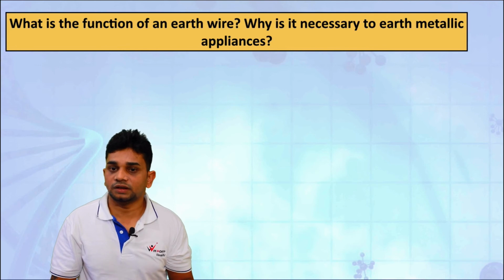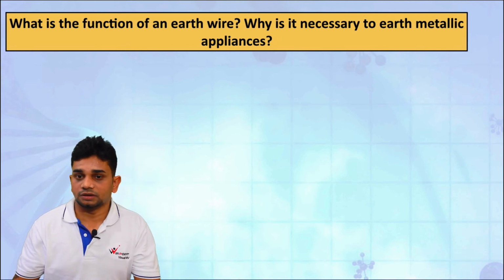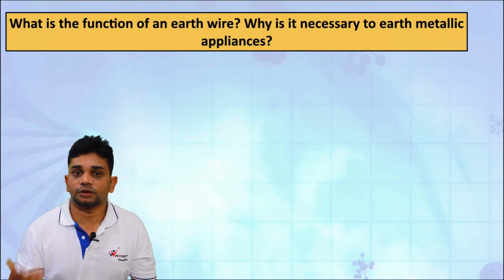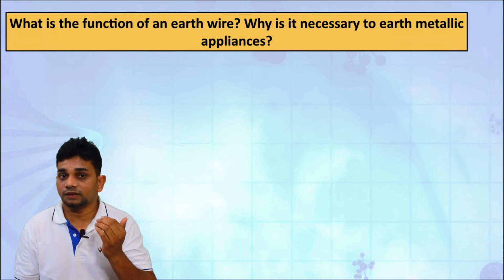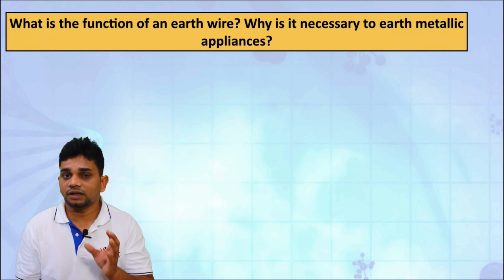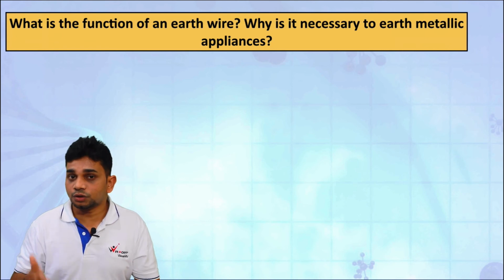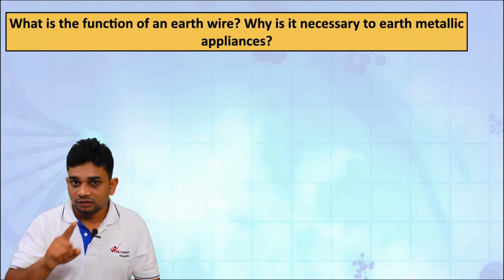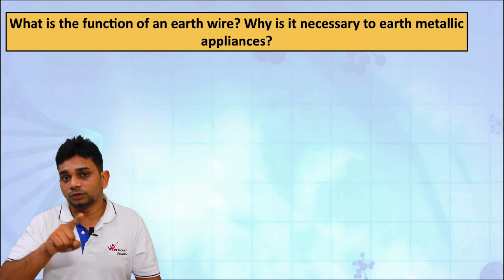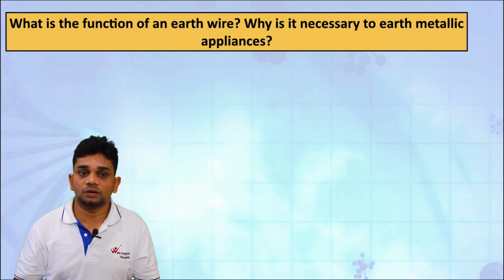What is the function of an earth wire? Why is it necessary to earth metallic appliances? This earth wire is for our protection. For example, if we are using an electronic device and sometimes there would be insulation problems. Because of this insulation problem, the electricity will flow on the surface of the metal. This is very dangerous. There should be an earth wire which is connected to this metallic surface. Then the electricity will flow through the earth wire to the earth. This is for our protection. This is the function of earth wire.